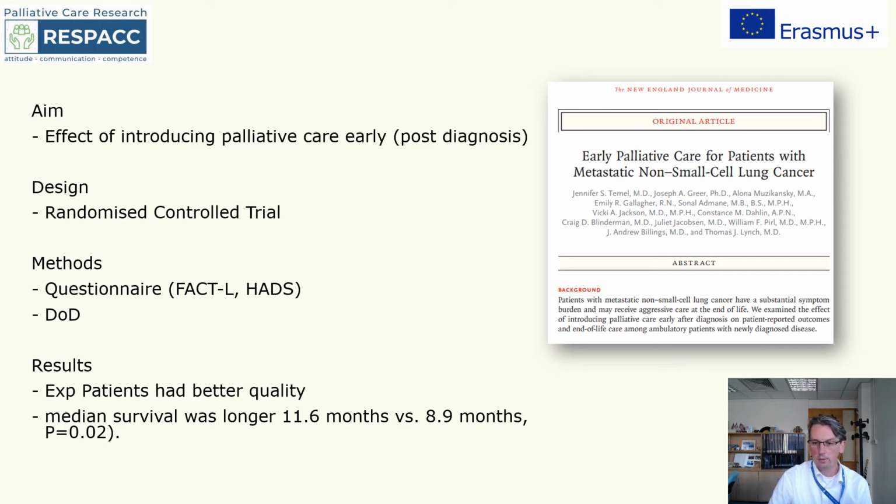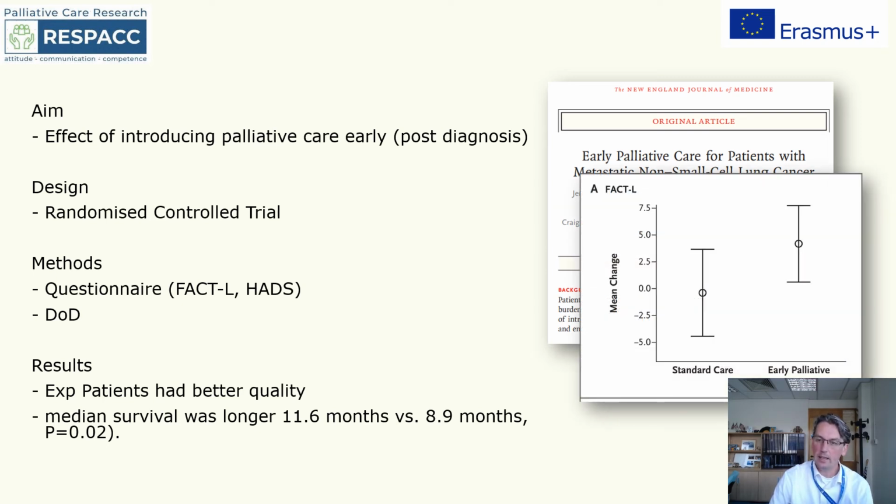Now, in the results, it's really interesting that they found that in the experimental group, patients had much better quality of life. And again, you might expect that because of the way palliative care works and what we expect palliative care can do. But the really interesting finding from the TEMO study was also that survival was longer in the experimental group. So that's the group that actually had early palliative care. So on average, 11.6 months in the experimental group and 8.9 months in the normal care group. And again, this is a really interesting study because it really advocates for the early integration of palliative care.